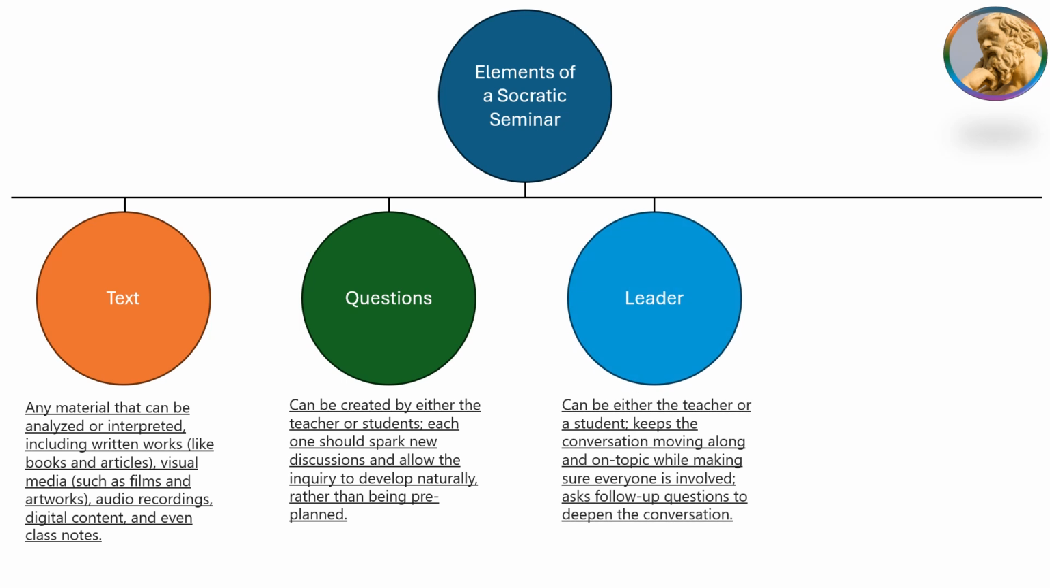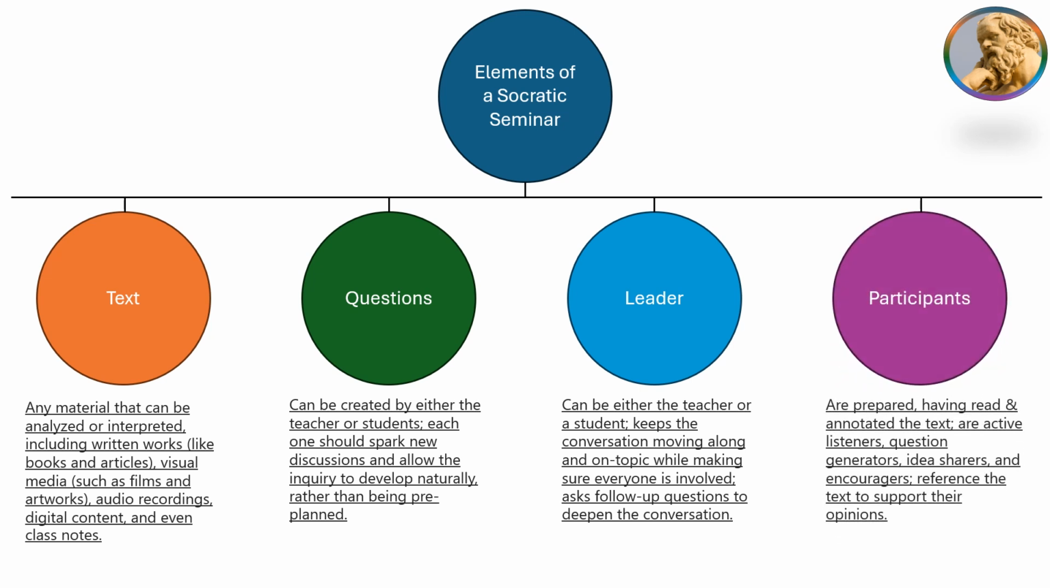The last two elements are about different roles in a Socratic Seminar. You have a leader, who can either be the teacher or a student, and the leader keeps the conversation moving along and on topic while making sure everyone is involved and asks follow-up questions to deepen the conversation. Lastly, everyone but the leader is classified as a participant. Participants are prepared, having read and annotated the text. They're active listeners, question generators, idea sharers, encouragers, and they reference the text to support their opinions.